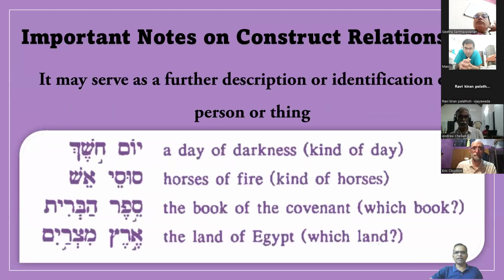It may serve as a further description or identification of a person or thing. Yom Hoshek, a day of darkness. What kind of day? Suse Ish, horses of fire. What kind of horses? Sefer HaBerit, the book of the covenant. Eretz Mitzrayim, the land of Egypt.